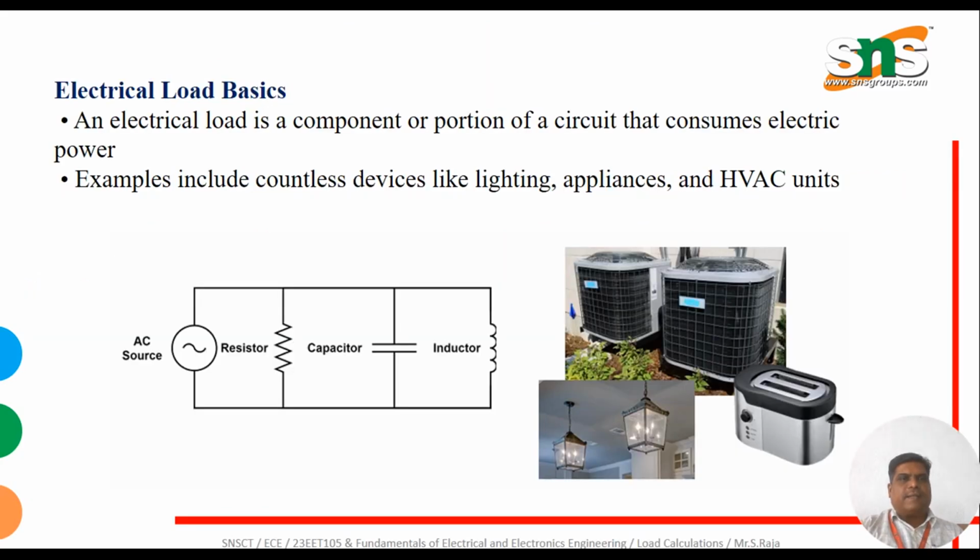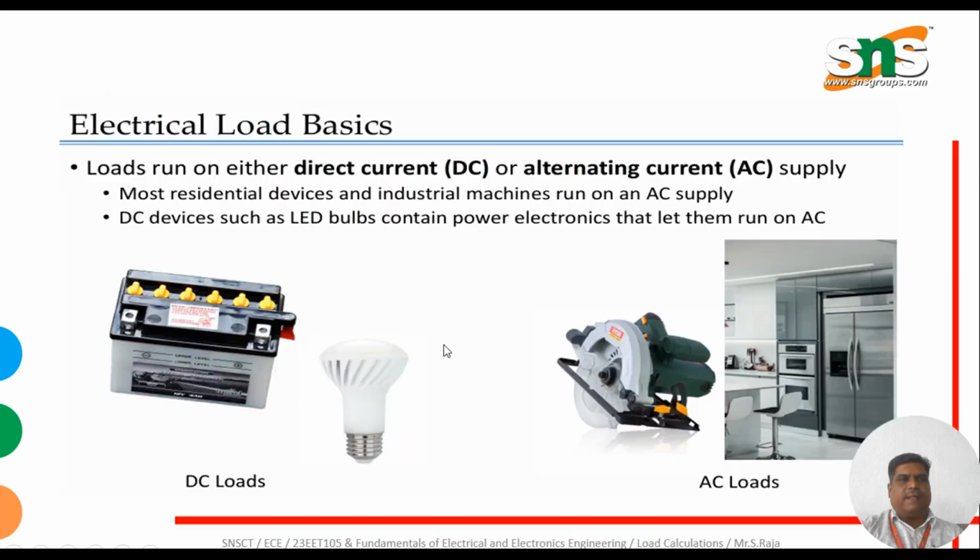Electrical load basics. An electrical load is a component or portion of a circuit that consumes electric power. For example, it includes countless devices like lighting, appliances and HVAC units. If you give this AC source here, it will pass to either one resistor, one capacitor and one inductor. Now our main purpose is to calculate how much current or voltage is dropped in each element. That is very important.